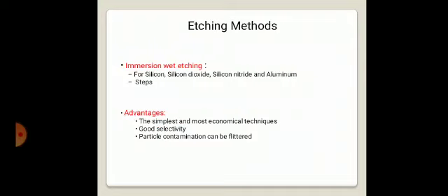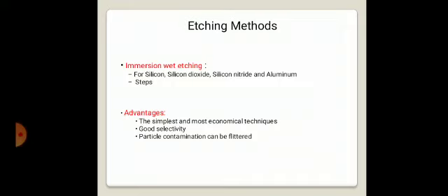The next is etching methods. In the etching methods, first is immersion wet etching. Basically it is for silicon dioxide, silicon nitride, and aluminum. The steps of this wet etching: the wafers are immersed in a tank of an etchant solution for a specific time for the wet chemical reaction between the etchant and the etched material to occur.